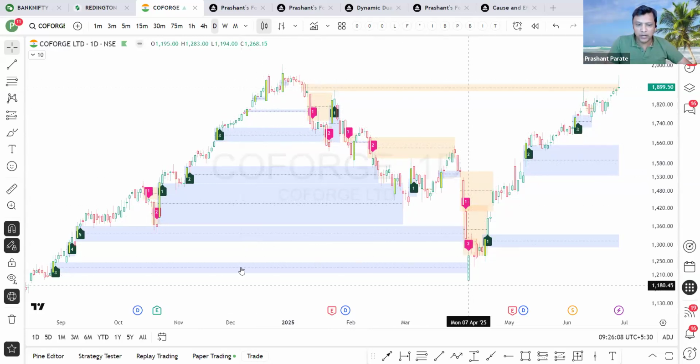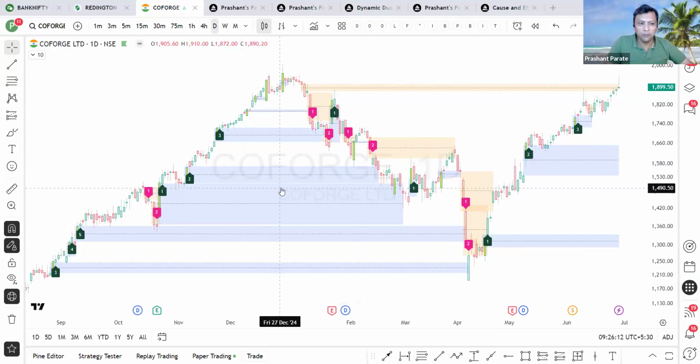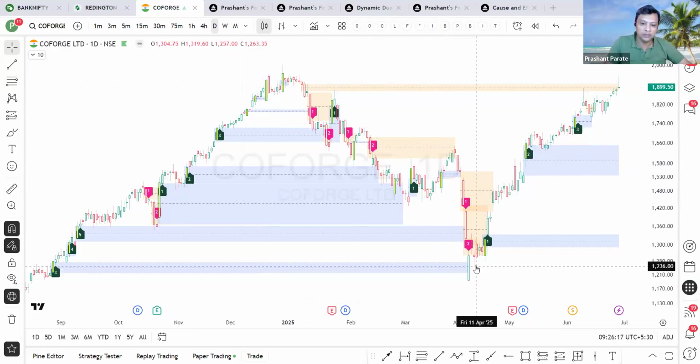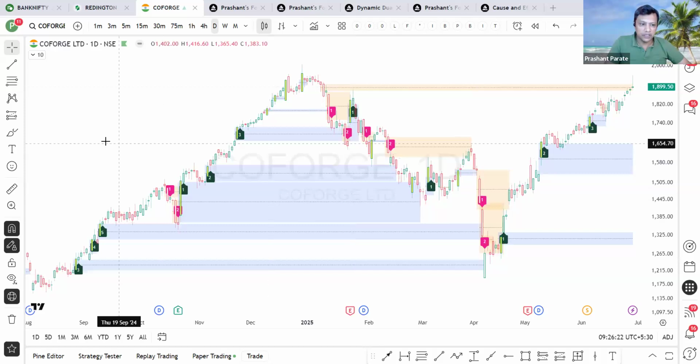So it is possible to identify the levels where reversals are likely, but we cannot tell with certainty, with 100% surety, that these are the levels where reversal will happen. Therefore I prefer to take entry when the trend has changed.